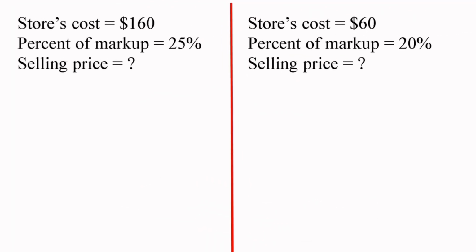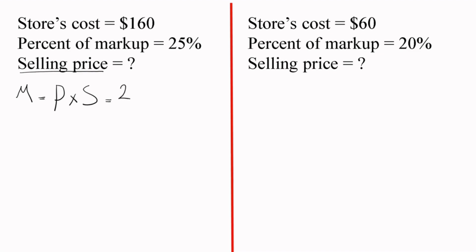Here we have two more examples, but in these examples, against previous ones, the question is asking about selling price. Okay, in the first one, we have a store's cost and percent of markup, but the question is asking about selling price. First, we must calculate the markup, the value of markup. As I told you before, markup is equal to percent of markup, which must be written as a number, times a store's cost. Here, the percent of markup is 25%.